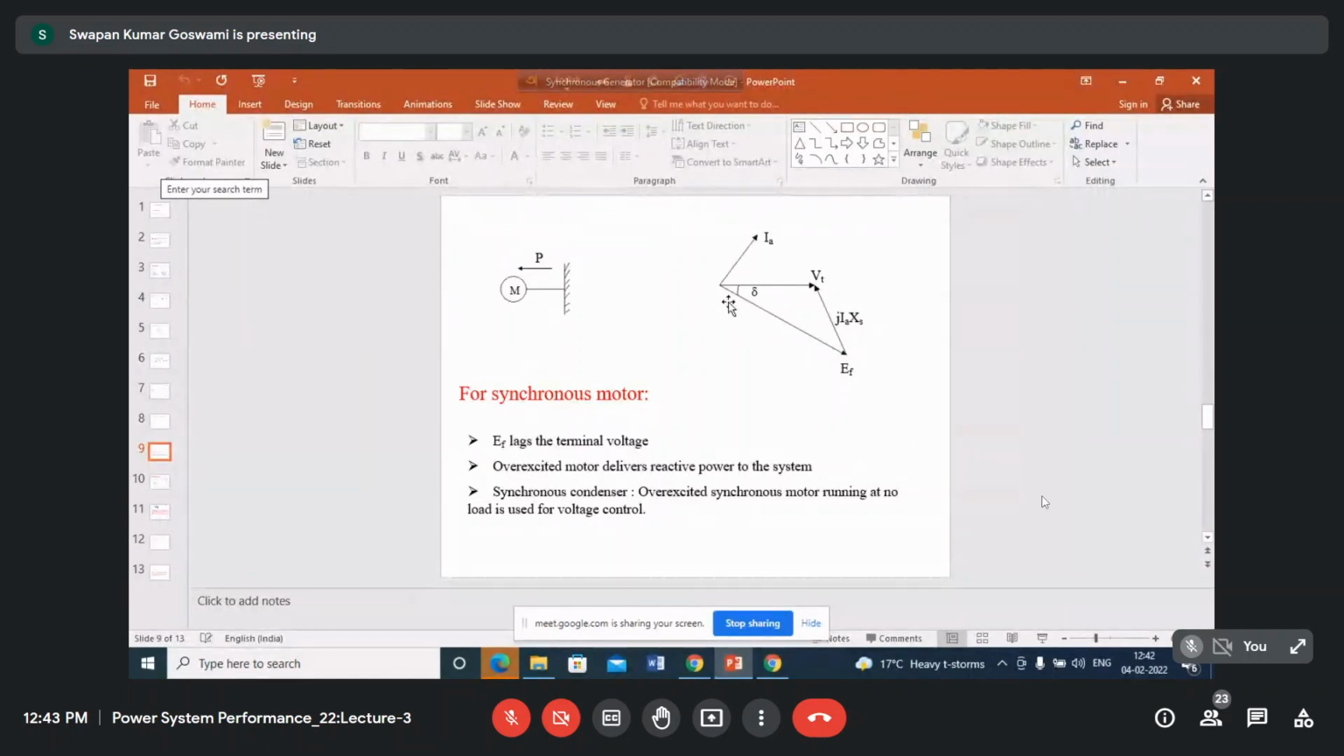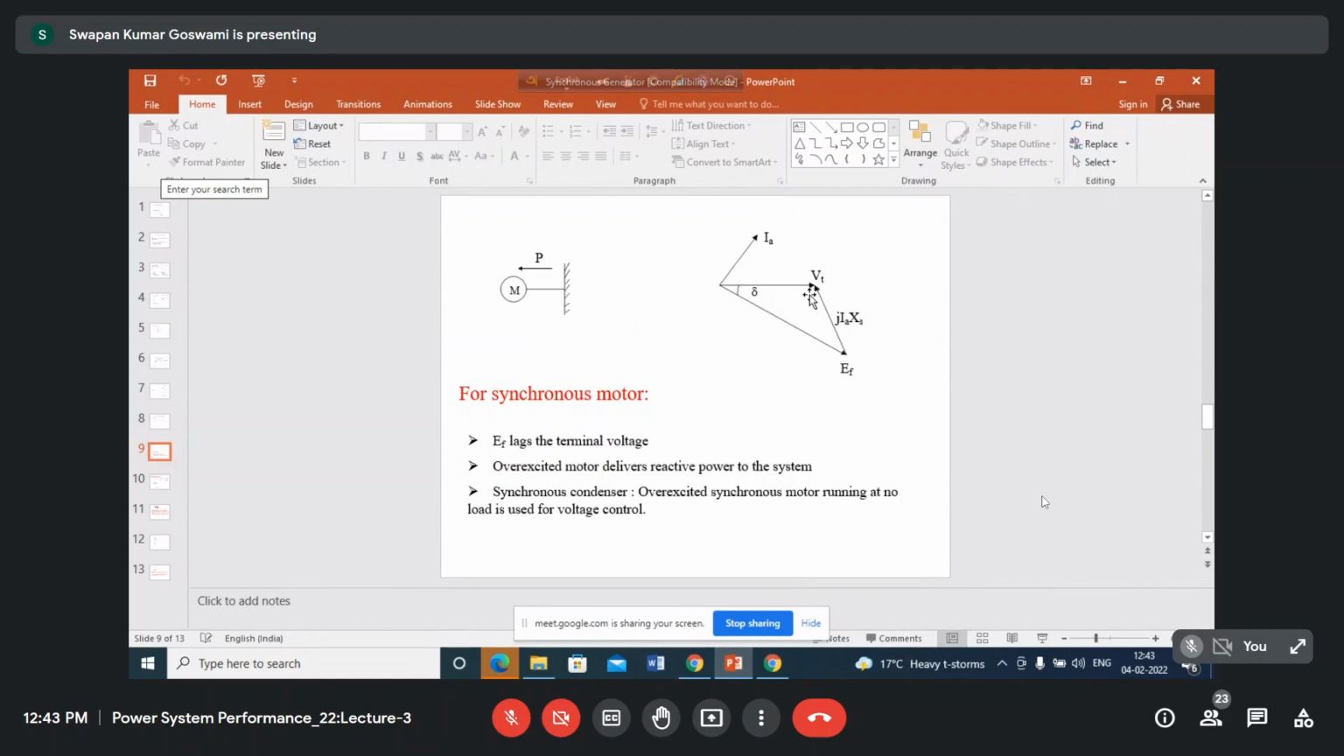Okay, so now let us discuss the situation when the motor is overexcited. That means when EF cosine delta is greater than VT, as we have discussed in case of generator also. EF cosine delta is greater than VT means field current is above normal field current. Normal field current corresponds to that operating condition when EF cosine delta is equal to VT, because then the power factor becomes unity, then Q becomes 0. In this case, EF cosine delta is greater than VT.